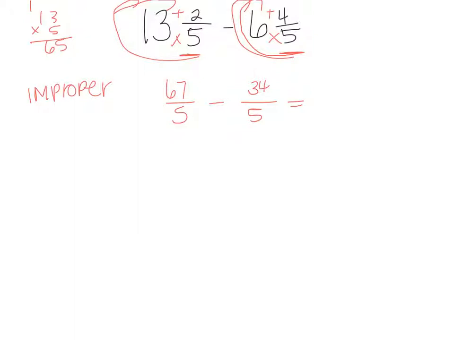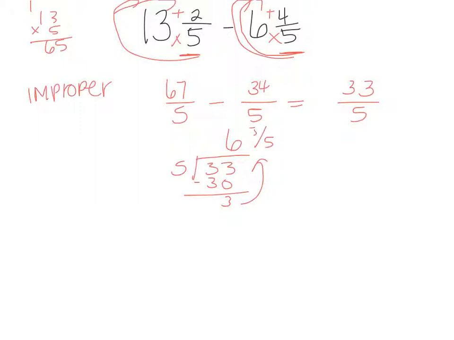Now I can subtract across. 67 minus 34: 7 minus 4 is 3, and 6 minus 3 is 3. And the denominator stays 5. Now this is improper, so I need to divide. 33 divided by 5. 5 will go into 33 6 whole times, and 6 times 5 is 30. When I subtract, I have 3 left over out of 5. So my answer is 6 3/5.